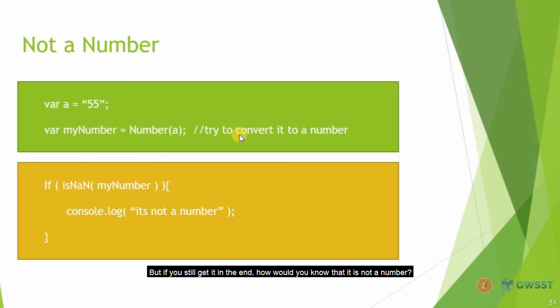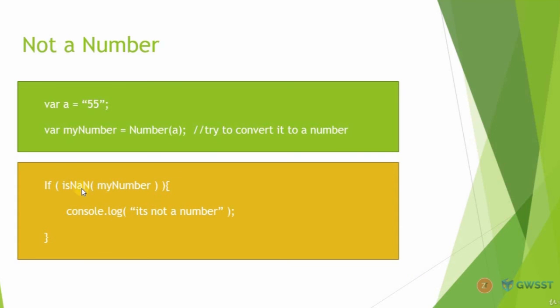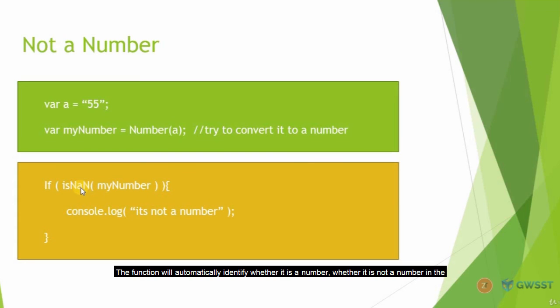But if you still get a NaN, how would you know that it is not a number? In this case, we have a special function called isNaN. Basically this is going to check whether the variable is a number or not a number. You can put that in an if statement, and in the condition you can put isNaN, and inside that parameter you can put the variable which is holding the number, and you can console log it. The function will automatically identify whether it is a number or not.